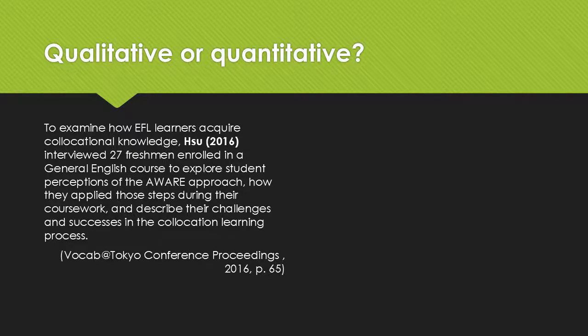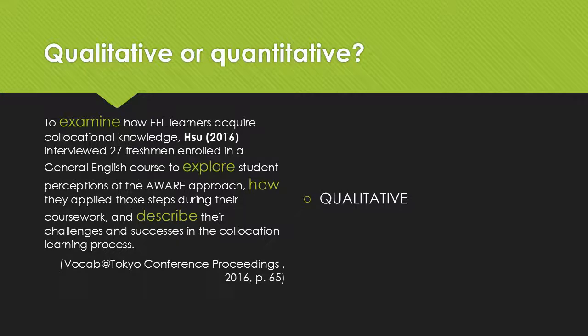All right. So the terms examine, explore, and describe signal a qualitative study. The word how also gives us a clue that the researcher was likely interested in generating theory and was not ready to test any particular theory just yet.